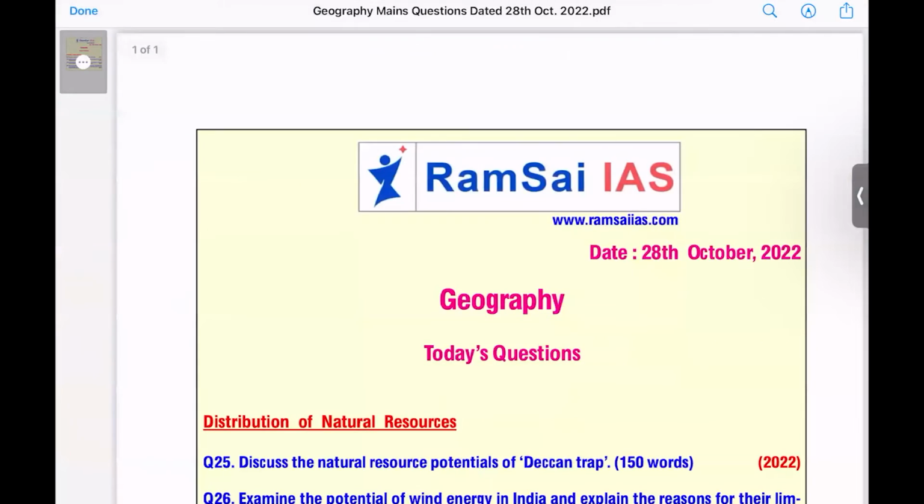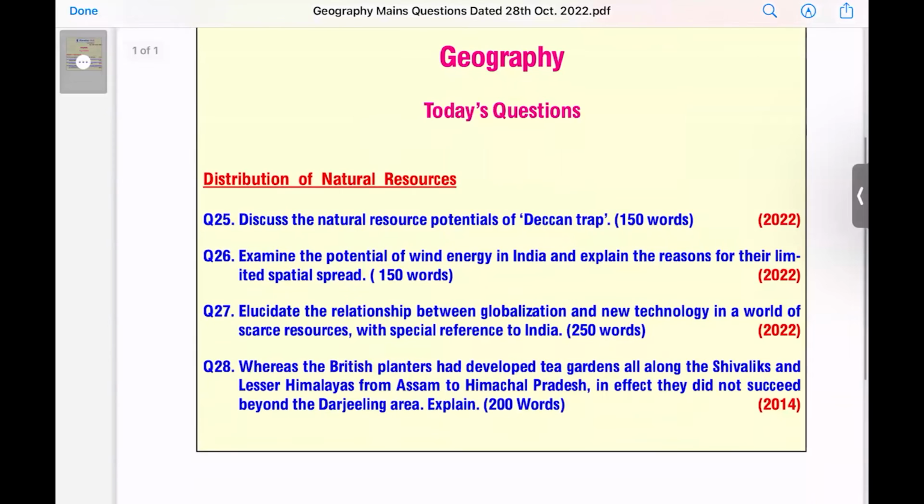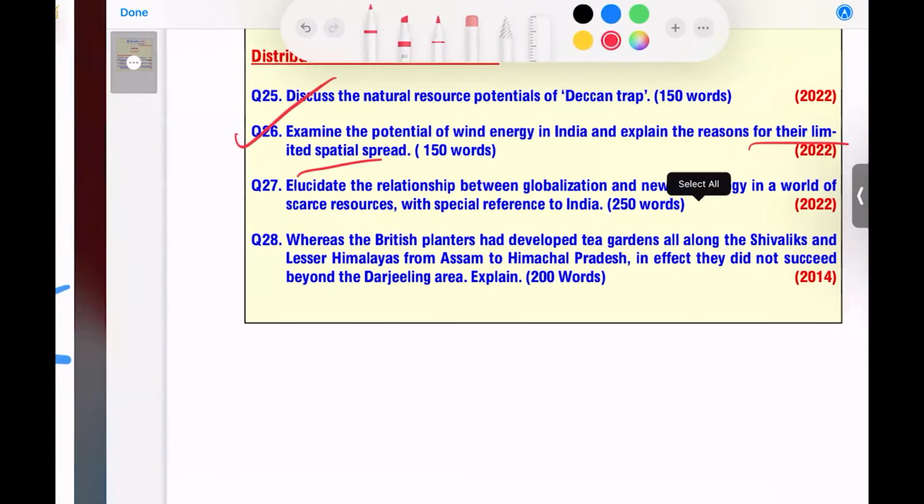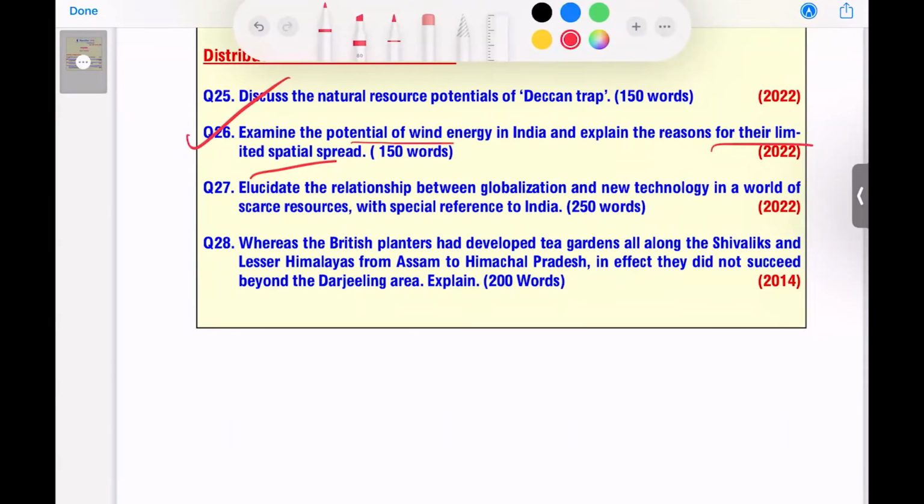Yeah, see the 25th question, everyone. Examine the potential of wind energy in India and explain the reasons for their limited spatial spread. Okay, so two parts of the question. First is the potential, and then why the potential is not being used. Maybe before the conclusion, you can say way forward, how the potential can be used, and then conclude. Okay, take 5 minutes.